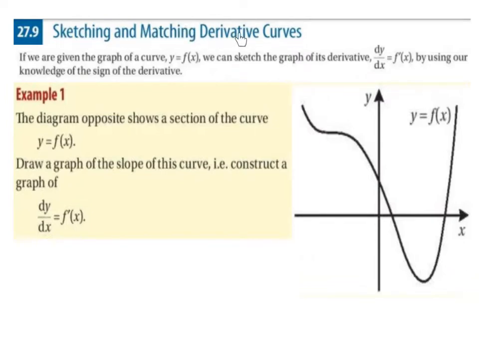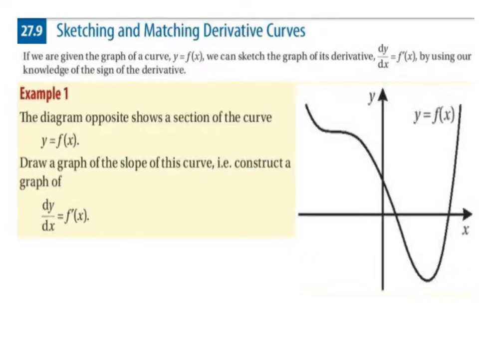Sketching and matching derivative curves. If we are given the graph of a curve y equals f of x, we can sketch the graph of its derivative dy dx equals f prime x by using our knowledge of the sign of the derivative. Example 1. The diagram opposite shows a section of the curve y equals f of x. Draw a graph of the slope of this curve, i.e. construct a graph of dy dx equals f prime x.